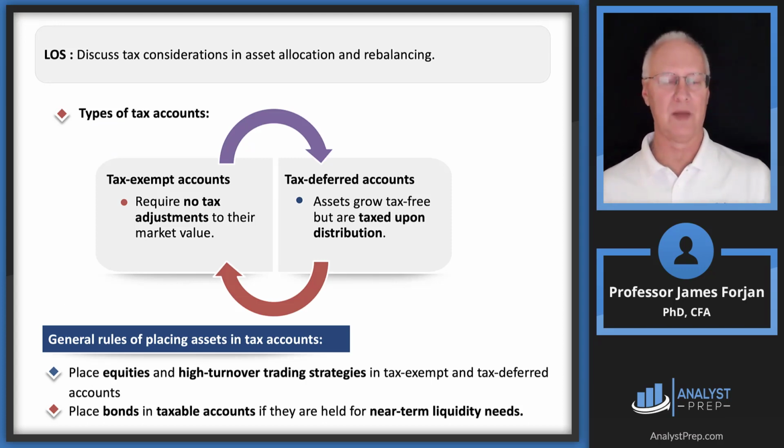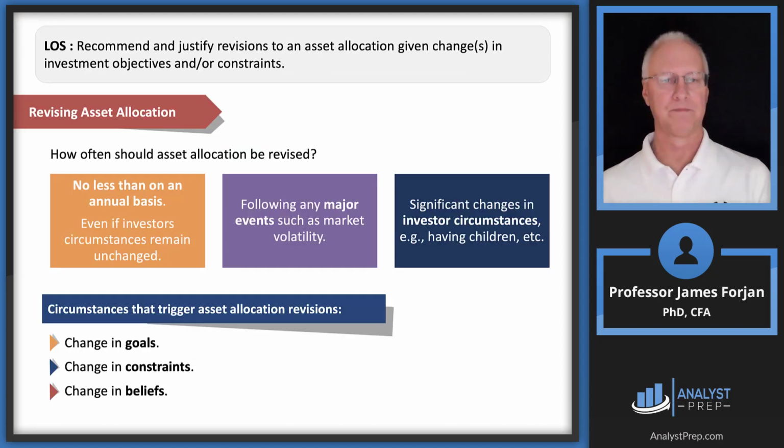So tax-exempt accounts require no tax adjustments. Tax-deferred accounts, those assets are going to grow tax-free. But then, of course, like a tax-deferred retirement account, we're going to have to pay income tax upon distribution. All right, what are some general rules of placing assets into tax accounts? If we put equities in these accounts, we're probably going to have maybe some high turnover. We're probably going to put bonds in taxable accounts based on their liquidity.